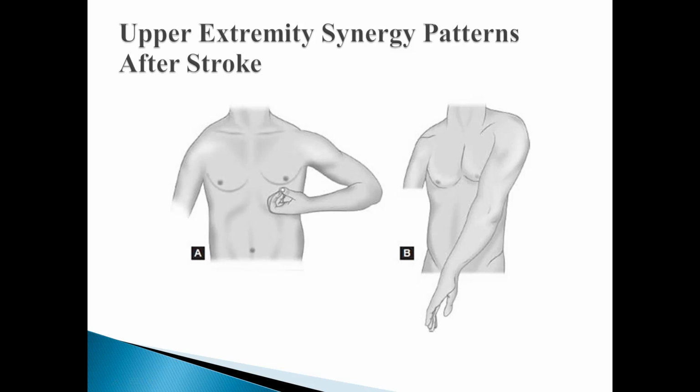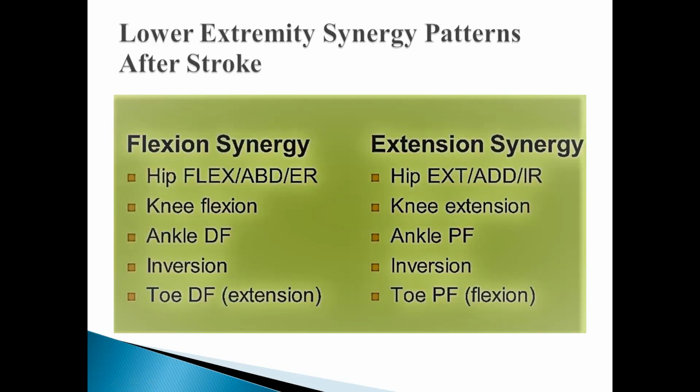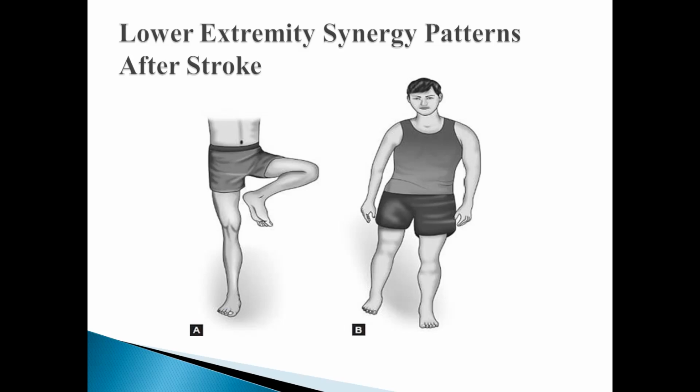So let us just move on to the next one, that is the lower extremity synergy patterns after stroke. Let us see the flexor synergy pattern and extensor synergy pattern of the lower extremity in detail. The first one is the flexor synergy of the lower limb. It is hip flexion, abduction, and external rotation. You could see it in the diagram. Diagram A represents the flexor synergy pattern of the lower limb. Diagram B represents the extensor synergy pattern of the lower limb.